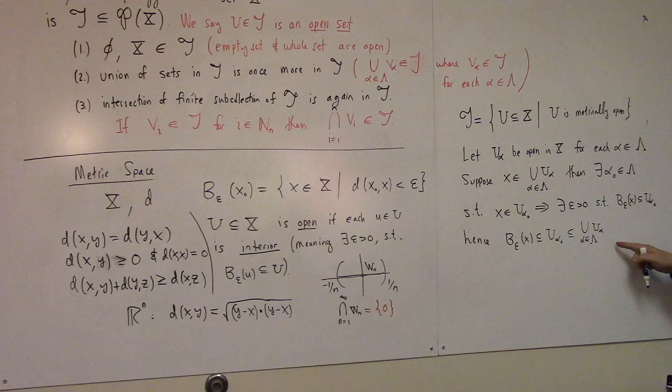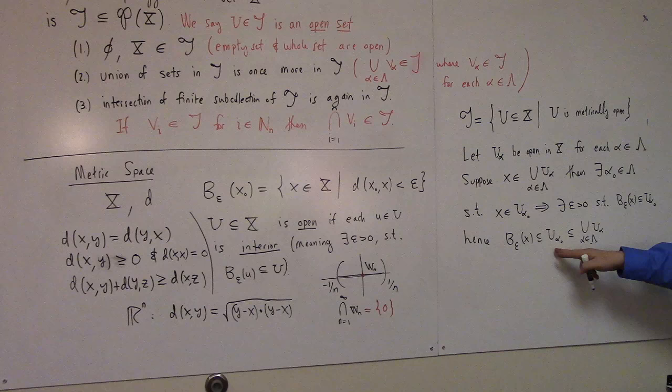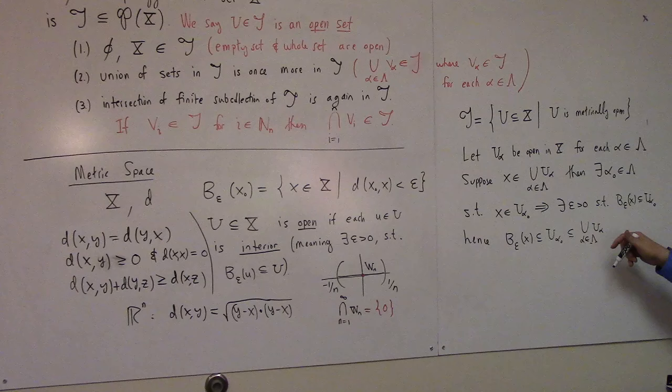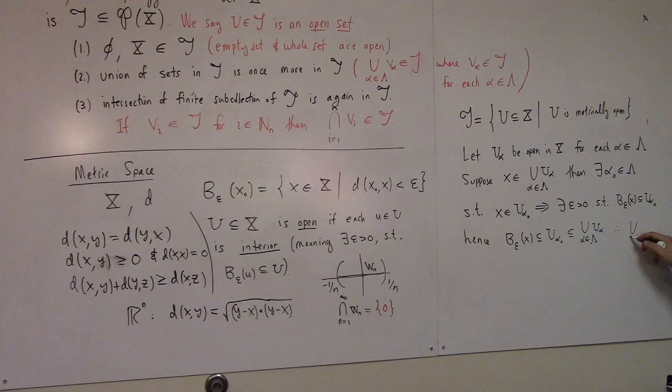You agree, any set in the union is a subset of the union, of course. So then this is an epsilon ball inside the union. Therefore, an arbitrary point in the union is interior. Therefore, this possibly infinite union is open. So the arbitrary union of open sets in the metric sense is once more open.